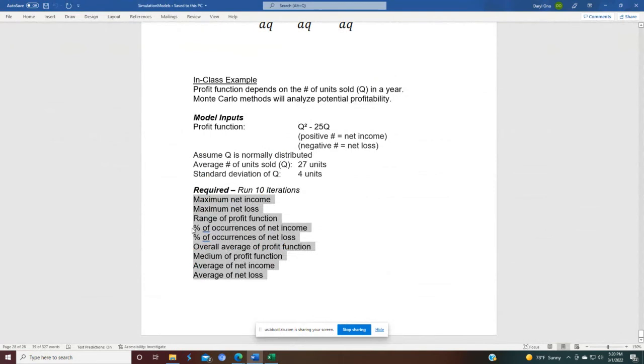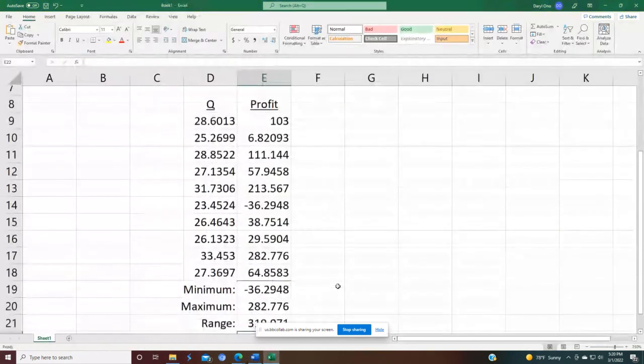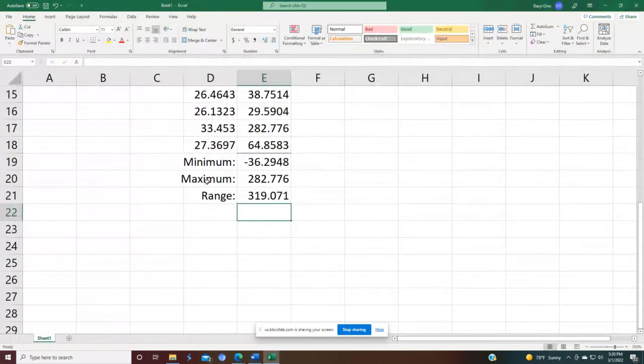How about this? Let me do these. Overall average of profit function, and what is the median? All right, so we know that this is the minimum, maximum, the range. What is the mean or average that we can get?